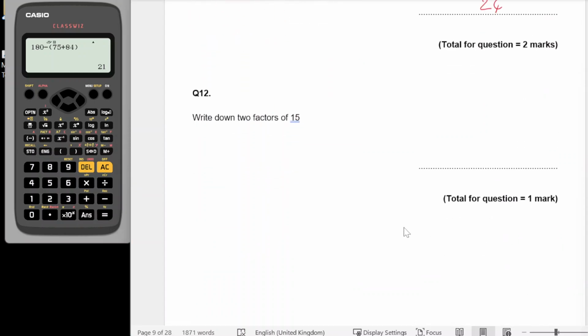Question 12, write down 2 factors of 15. So we did a very similar question earlier on. Factors of 15, 1 and 15, 3 and 5. So any 2 of those, I'm going to go 1 and 3, just to keep it nice and simple.